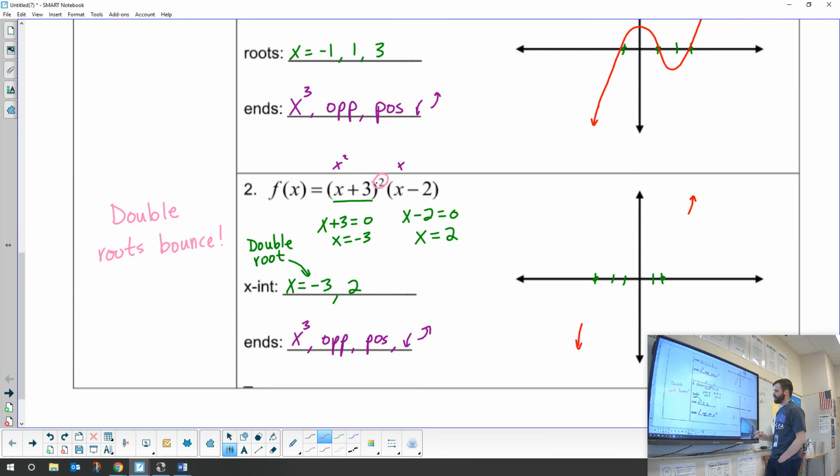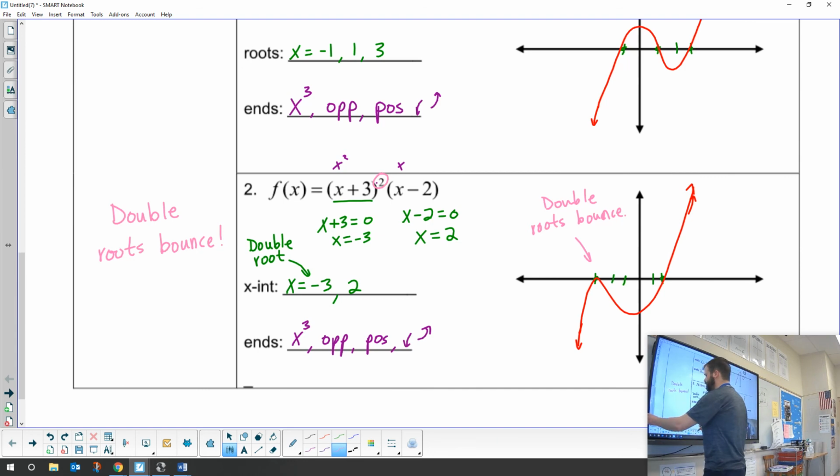Now we just connect the dots. Notice here, if I went through this one and through this one, we'd be doing it wrong. We have to bounce off of this. This is a double root, and a double root bounces. So we're going to bounce off here and go back through like that. Okay? So make sure that we show that double roots bounce. Okay? It's important.